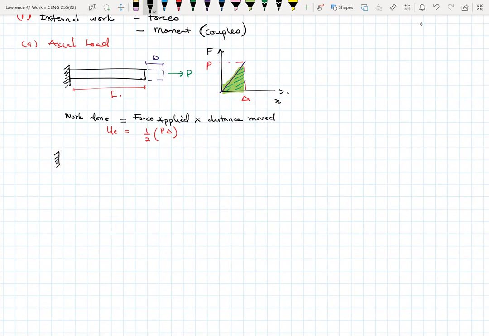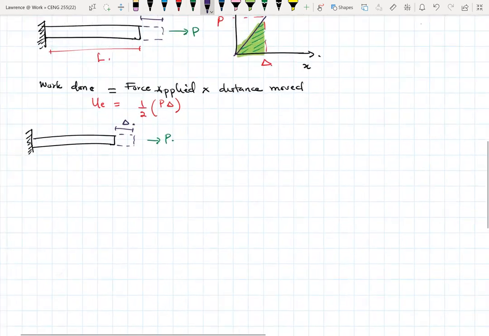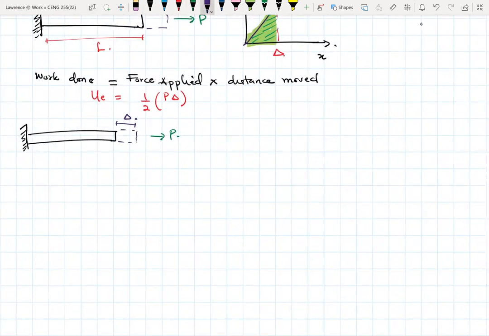There's also another case whereby, so I'm just redrawing everything. So this is my delta. Let me redraw everything here. Yes, fine. So here's P, and this whole thing is delta.